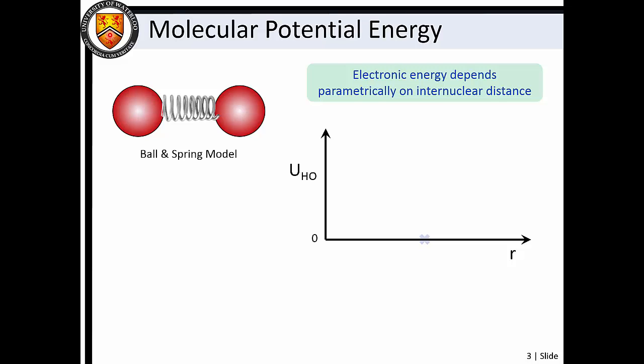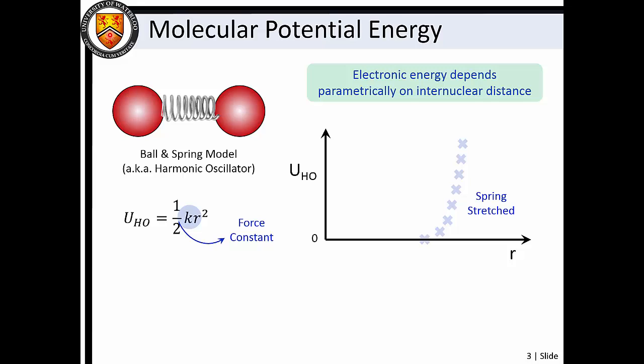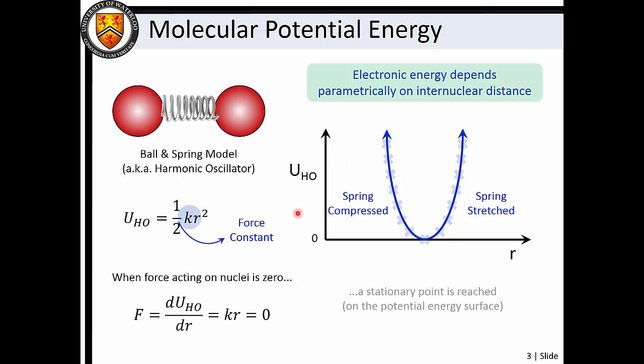Instead, it's sometimes useful to adopt a simple approximate model, like the ball and spring model. This is also known as the harmonic oscillator. If we stretch a spring, the potential energy increases. Likewise, the potential energy increases if we compress the spring. When the forces acting on the nuclei are zero, this corresponds to a stationary point on the potential energy surface. This, of course, will be at the bottom of our parabola. For molecular systems, this corresponds with the equilibrium geometry.